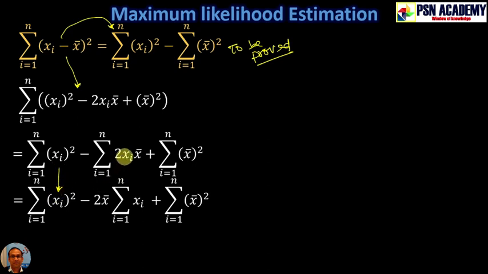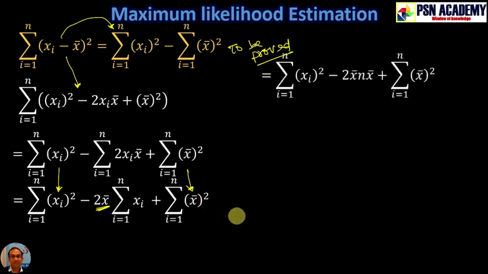The first term will be all right. The second term, you pull out this 2x bar out of the summation. So 2x bar is out of the summation, inside goes the xi, and this remains as it is. Now the first term is not to be touched, but the second term was 2x bar times the summation of xi's, that means n times x bar, and the third part remains same.